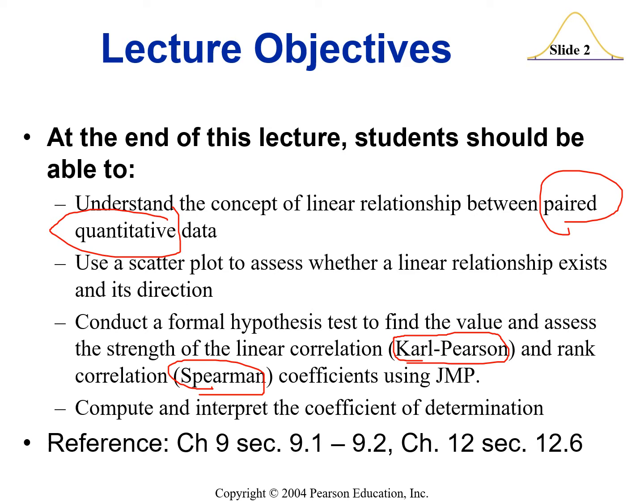Again, we have understanding the concept of linear relation between paired quantitative data. Number two, using scatter plot to assess whether there is a relationship between two paired quantitative variables. Number three, compute, explain and test the hypothesis regarding the linear correlation coefficient of Pearson and the rank correlation coefficient of Spearman using statistical software. And the last one is interpretation and computation of coefficient of determination.